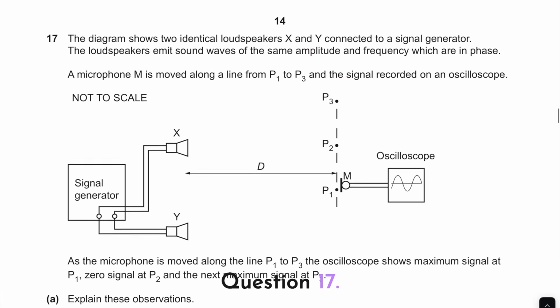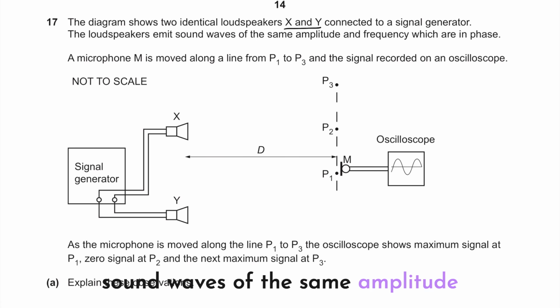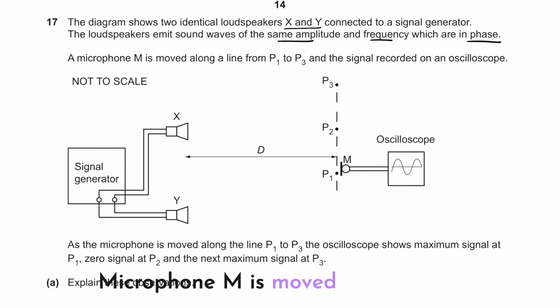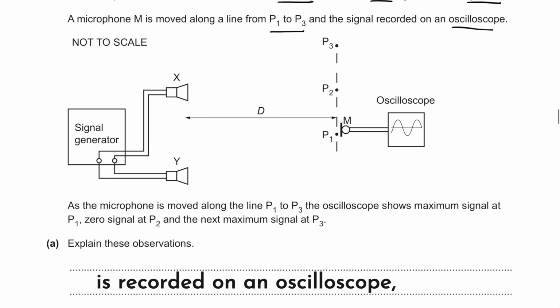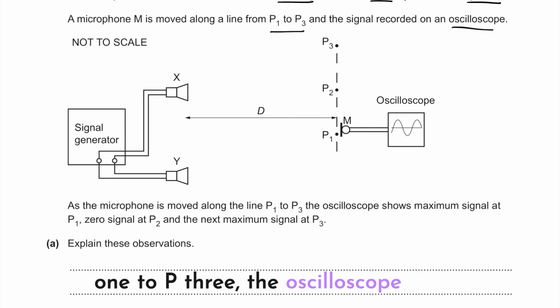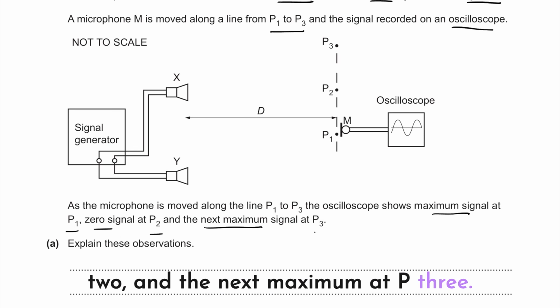Okay, question 17. The diagram shows two loudspeakers X and Y connected to a signal generator. The loudspeakers emit sound waves of the same amplitude and frequency which are in phase. Microphone M is moved along a line from P1 to P3 and the signal is recorded on an oscilloscope. As the microphone is moved along the line P1 to P3, the oscilloscope shows maximum signal at P1, 0 at P2, and the next maximum at P3.